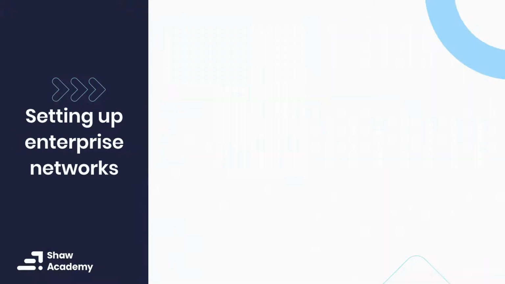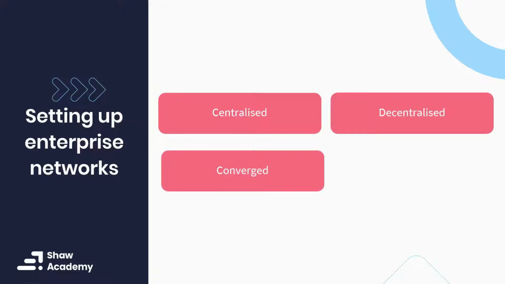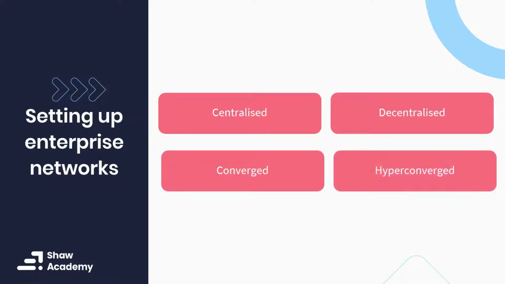Now, when it comes to setting up an enterprise network, there are 5 different infrastructure options. They are centralized infrastructure, decentralized or distributed infrastructure, converged infrastructure, hyper-converged infrastructure, and cloud-based infrastructure. We're going to look at the first 4 in this lesson, and we'll have a closer look at cloud-based infrastructure in the next lesson, after a discussion about enterprise portals and policies.